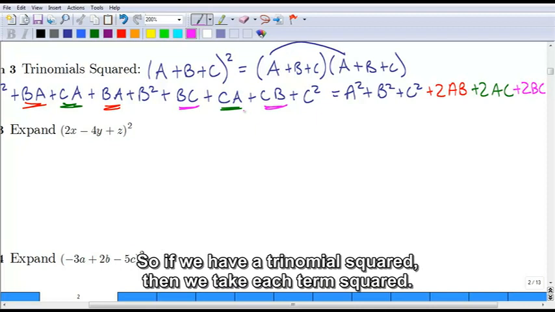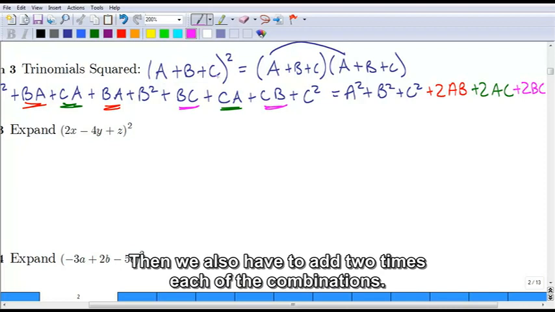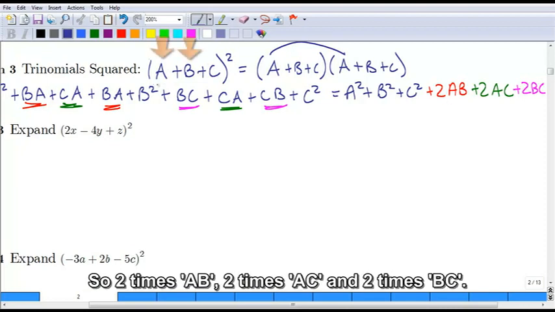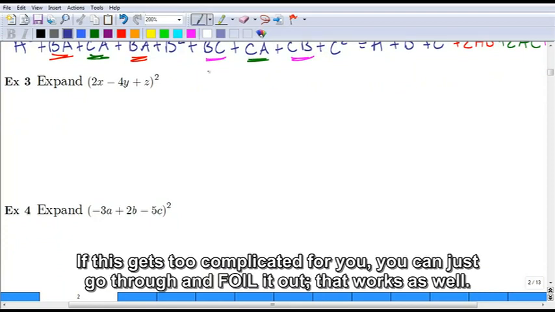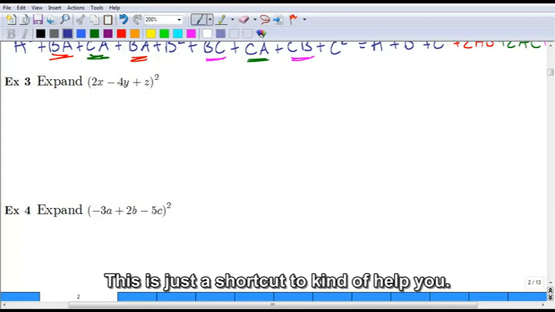So if we have a trinomial squared, then we take each term squared, then we also have to add 2 times each of the combinations. So 2 times AB, 2 times AC, and 2 times BC. So let's see if we can use that formula here. If this gets too complicated for you, you can just go through and FOIL it out. That works as well. This is just a shortcut to kind of help you.